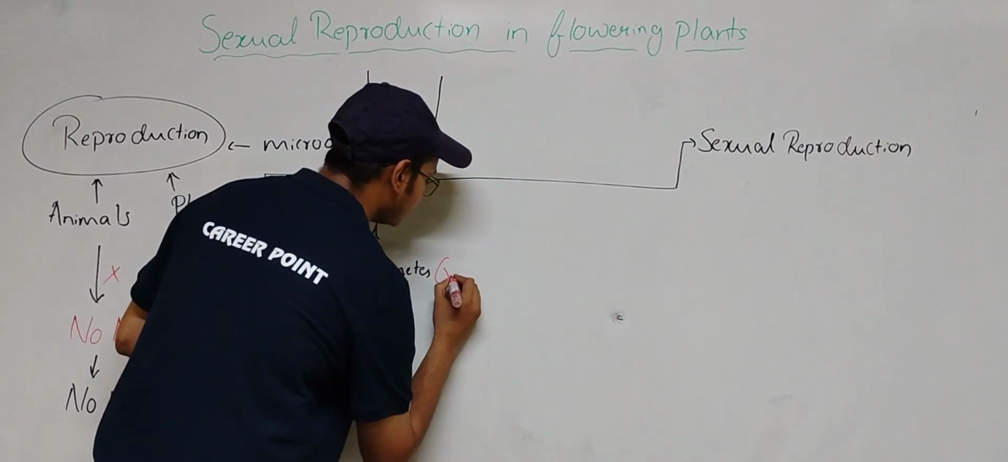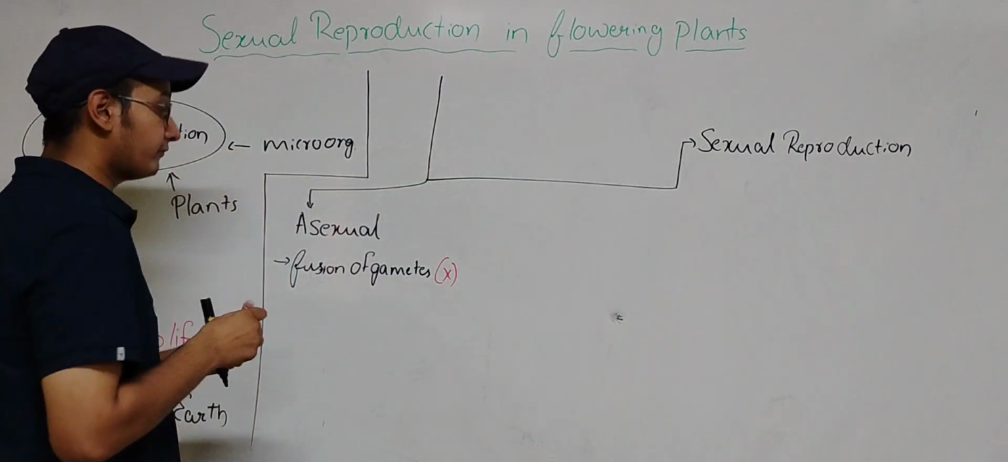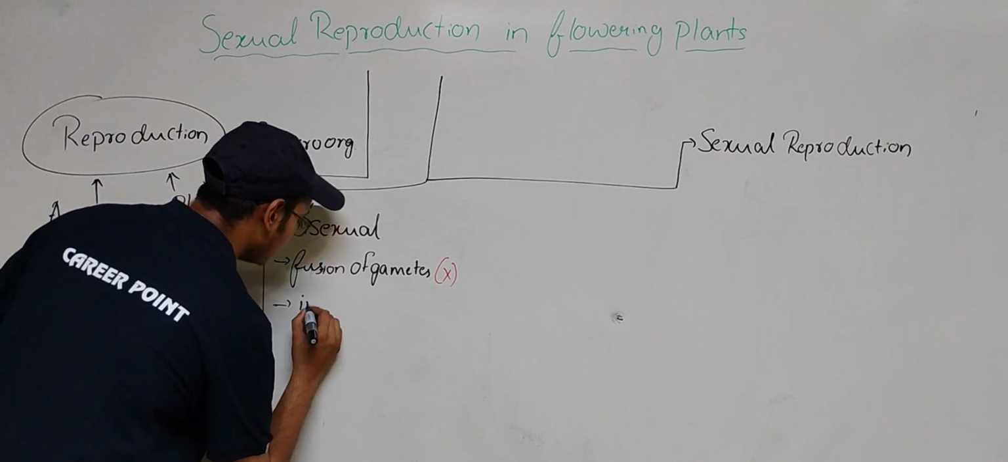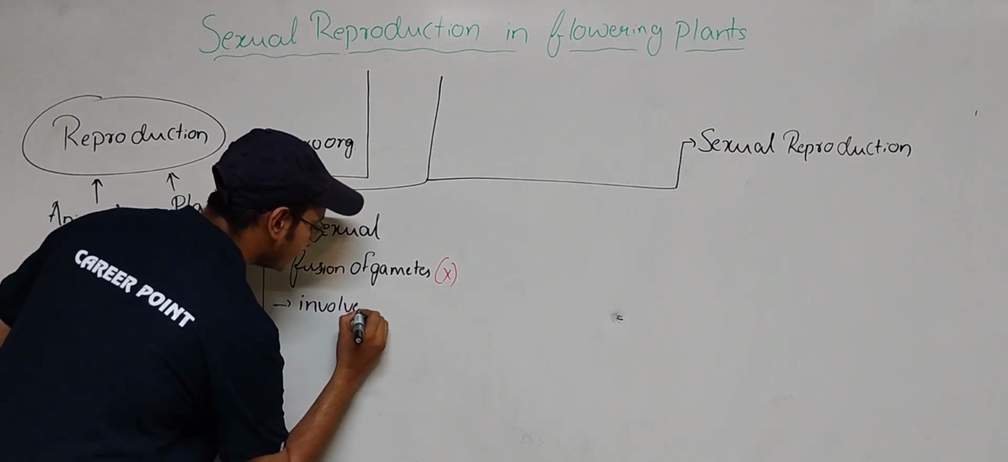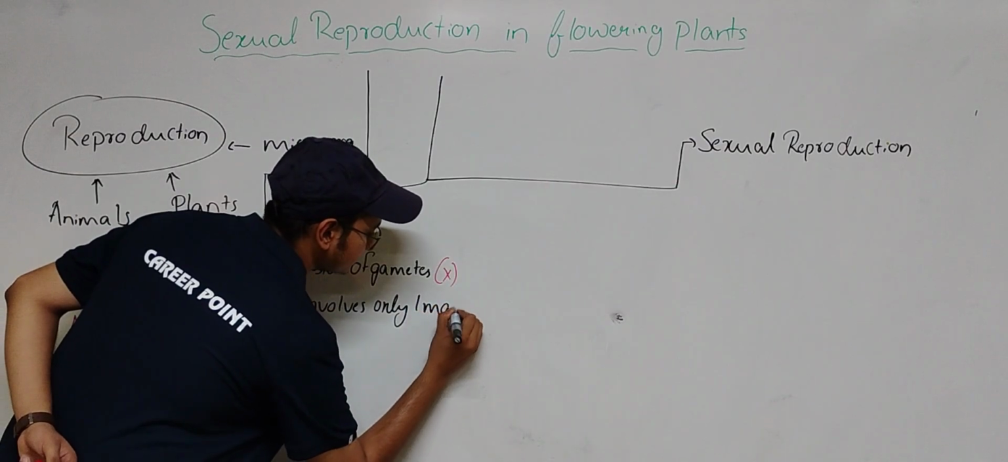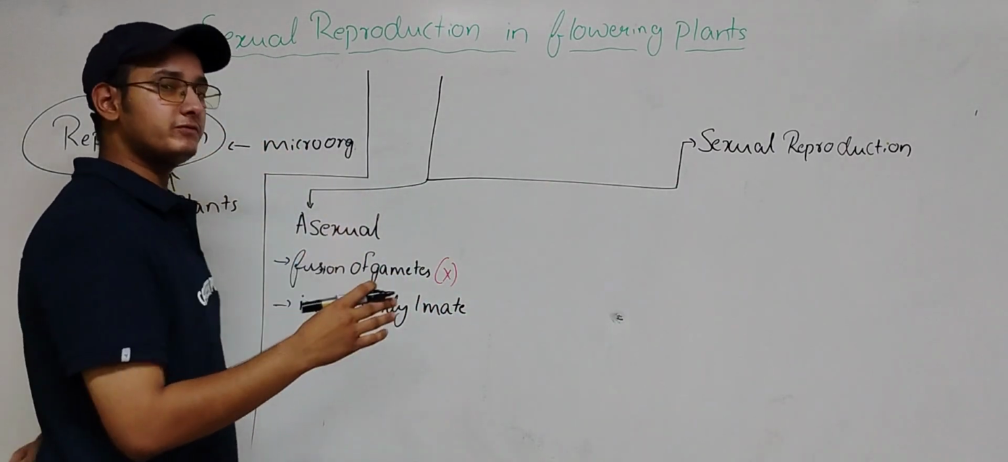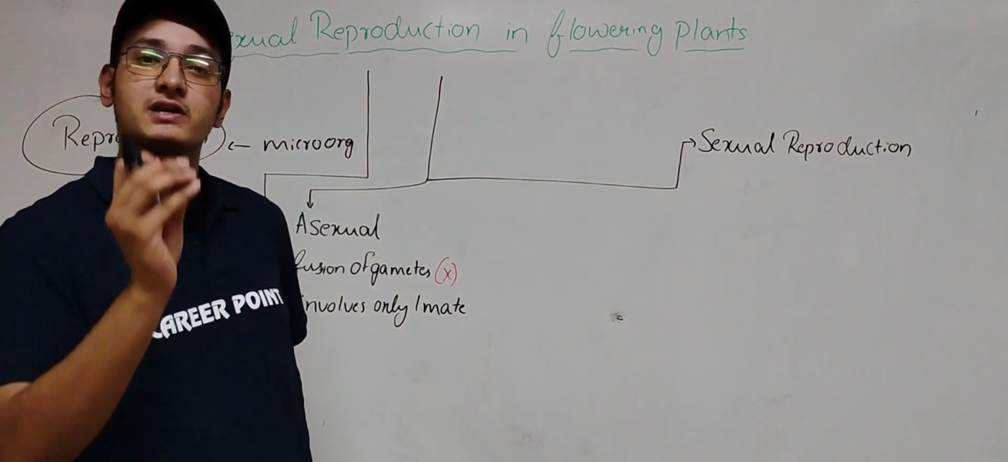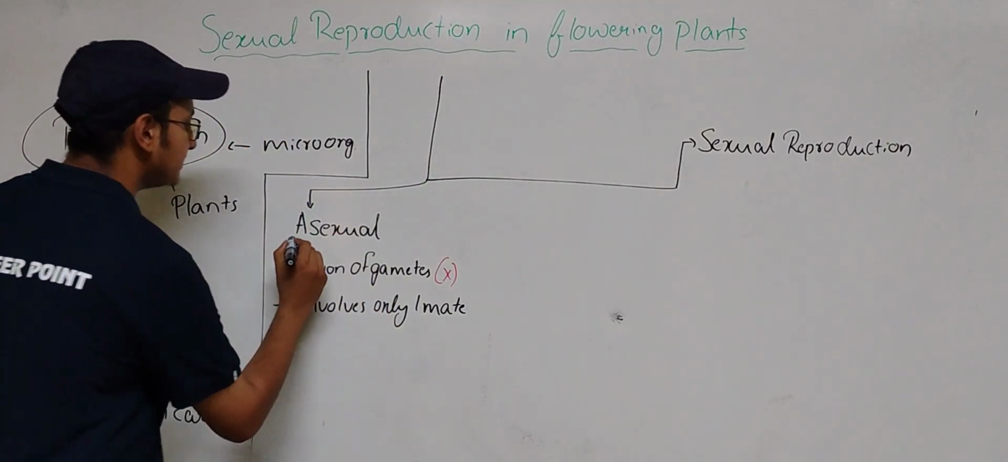A type of reproduction where the fusion of gametes doesn't take place and it involves only one mate is known as asexual reproduction.